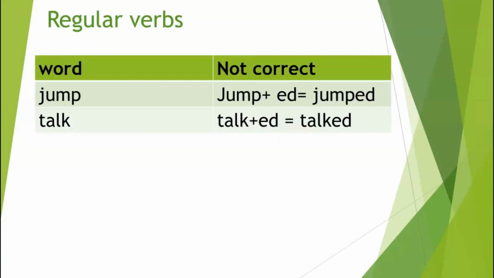For example, these are 2 regular verbs, jump and talk. With jump, we add an ed and we have jumped. With talk, we add an ed and we have talked, right? That's because these are regular verbs.